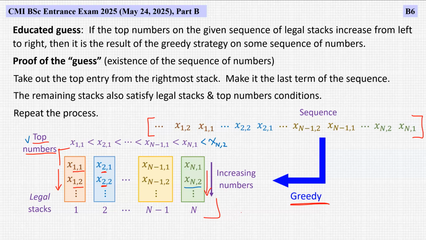And with this, we are done with problem B6, hence we are done with every problem in part B of the Chennai Mathematical Institute's Bachelor of Science Entrance Exam 2025.